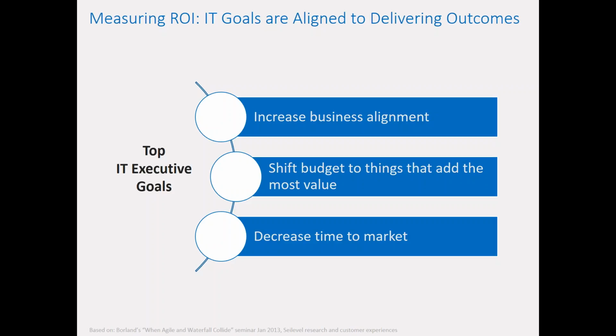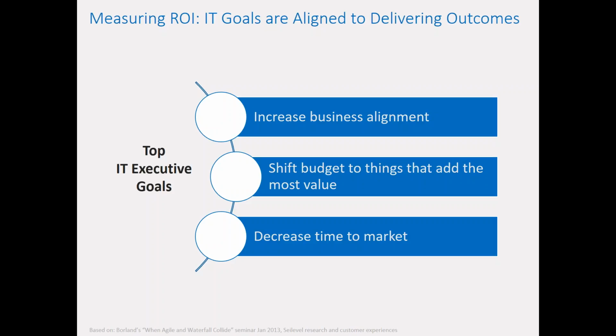Second thing, the work that they work on, they want to shift their budgets to things that add the most value. This is really important because it's now less about, do I deliver projects to fix what I have out there or to cut costs? They're really trying to do more projects that increase revenue. And the third one is that we're seeing that they want to decrease their time to market. And this is really where you see such a huge push towards the agile space right now, is to try and decrease that time to market.